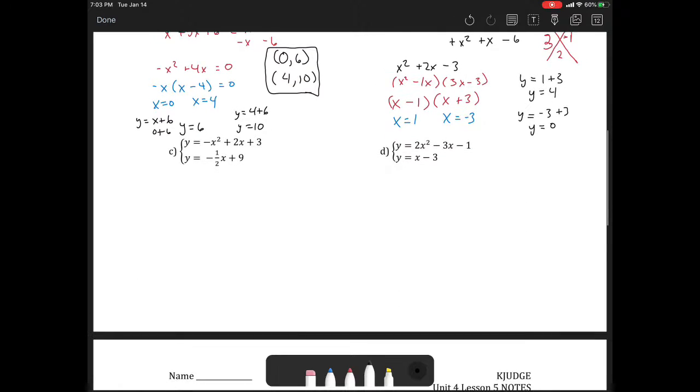Okay, we're going to move on to C now. Same thing, my y's are already equal, so I'm just going to set them equal to each other. Negative x squared plus 2x plus 3 equals negative 1/2 x plus 9. So again, same thing applies here. I'm going to move over my x squared minus my 2x minus my 3, and I'm going to end up with x squared minus 1/2 x plus 6.